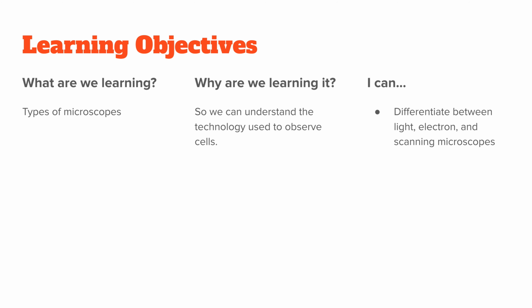Today we discuss different types of microscopes so we can understand what type of technology we use to observe cells, and our success criteria is being able to differentiate between the light, electron, and scanning microscopes.